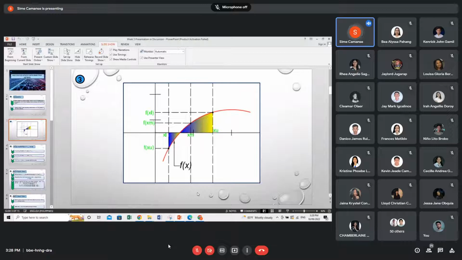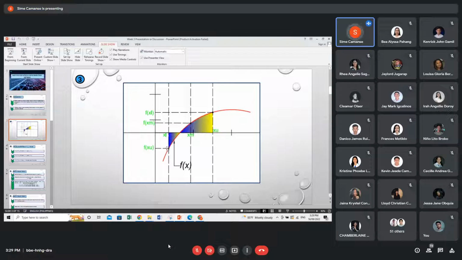Again, to understand this bisection method, if we have a function f of x that is continuous between xl and xu, and the function is changing signs, meaning one is negative and one is positive, then there is at least one root between xl and xu. That is the bisection method.